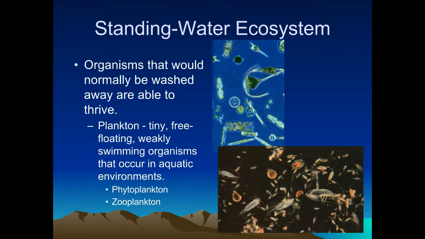Standing water. This is where we start having algae as really the base, the producers for the ecosystem. And algae that undergo photosynthesis, we oftentimes call phytoplankton. So phytoplankton, or plankton, are little organisms, usually little algae organisms, that can undergo photosynthesis. Phytoplankton are eaten by little zooplankton. Zooplankton are heterotrophs, so phytoplankton are the autotrophs. Zooplankton are like little microscopic organisms that eat phytoplankton. They make up the basis of the aquatic ecosystem.